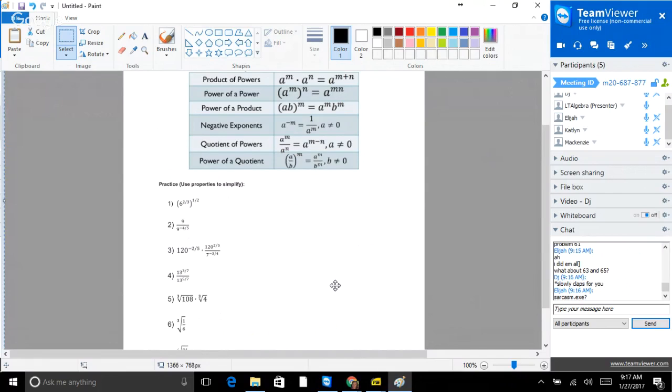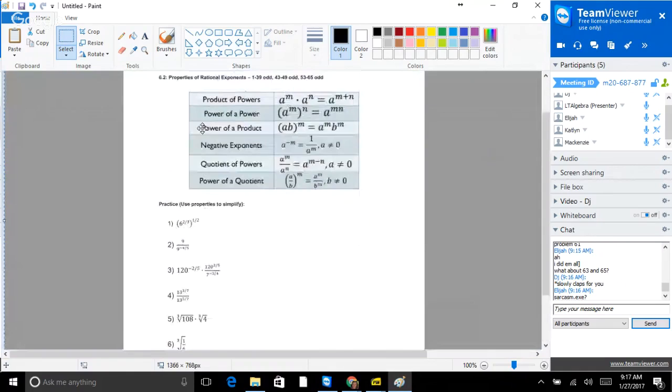Number 7 looks a little bit tricky, so maybe let's look at number 7. Okay, so this is number 7 in 6.2. And Mackenzie, if you have a particular one too, let me know. So number 7 has 80 to the 1/4 power divided by 5 to the negative 1/4 power.